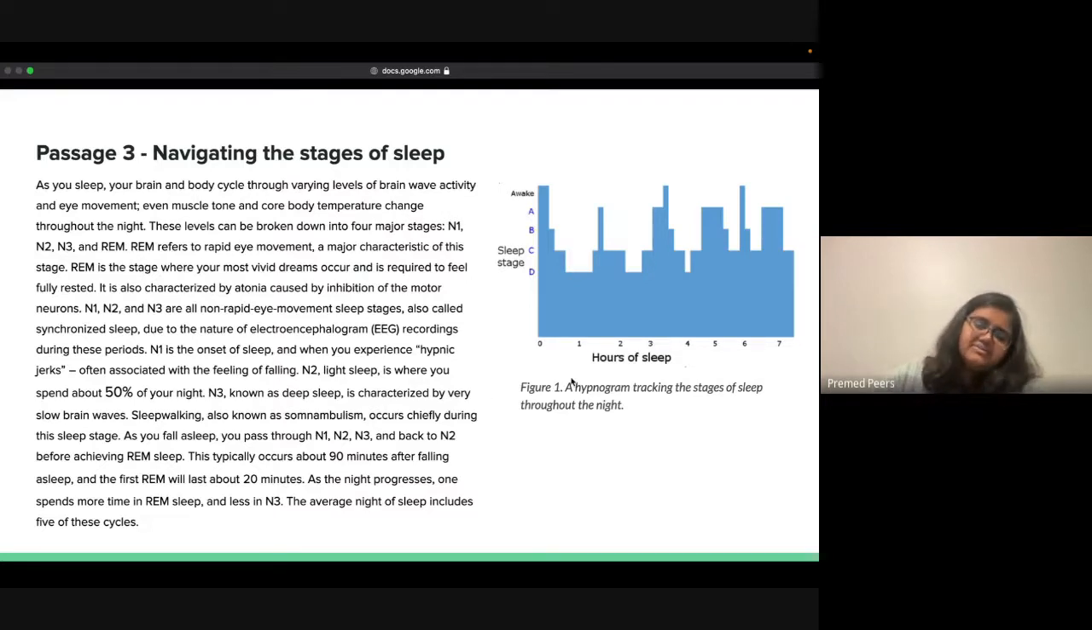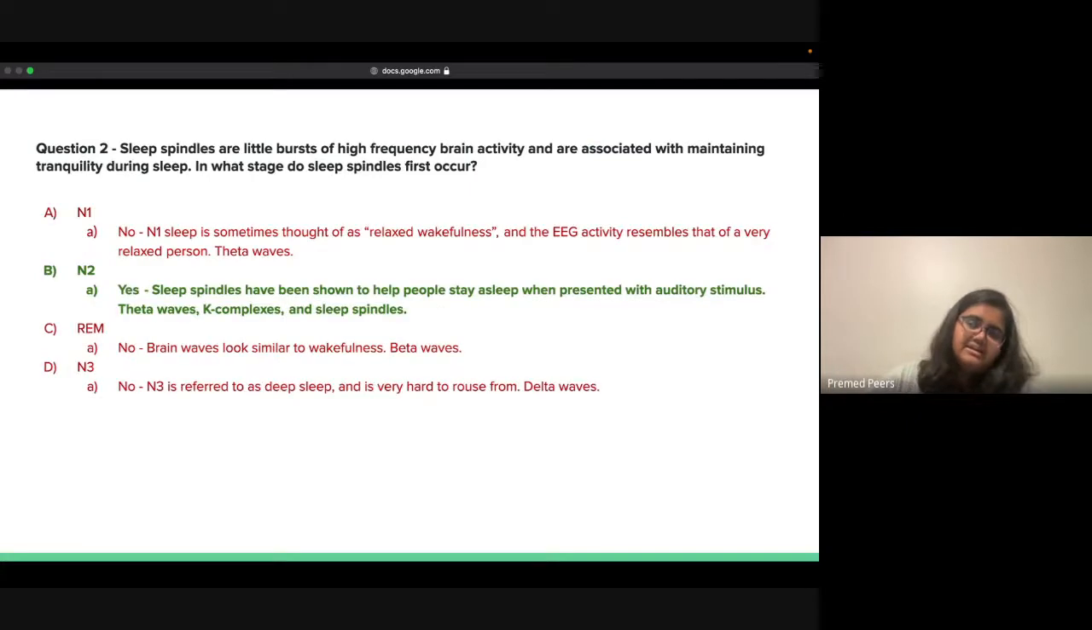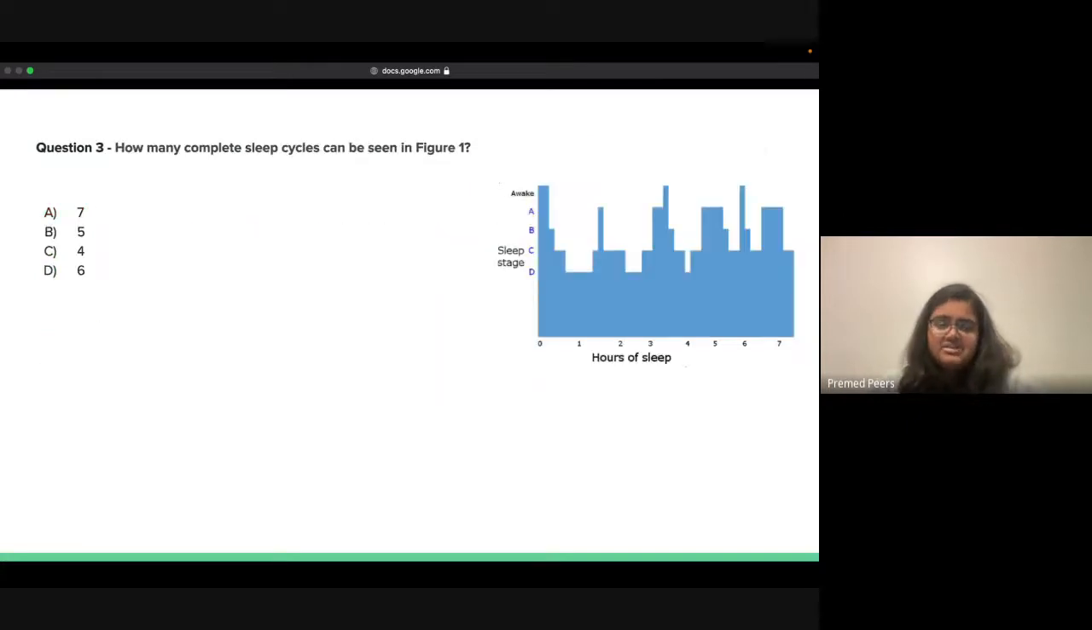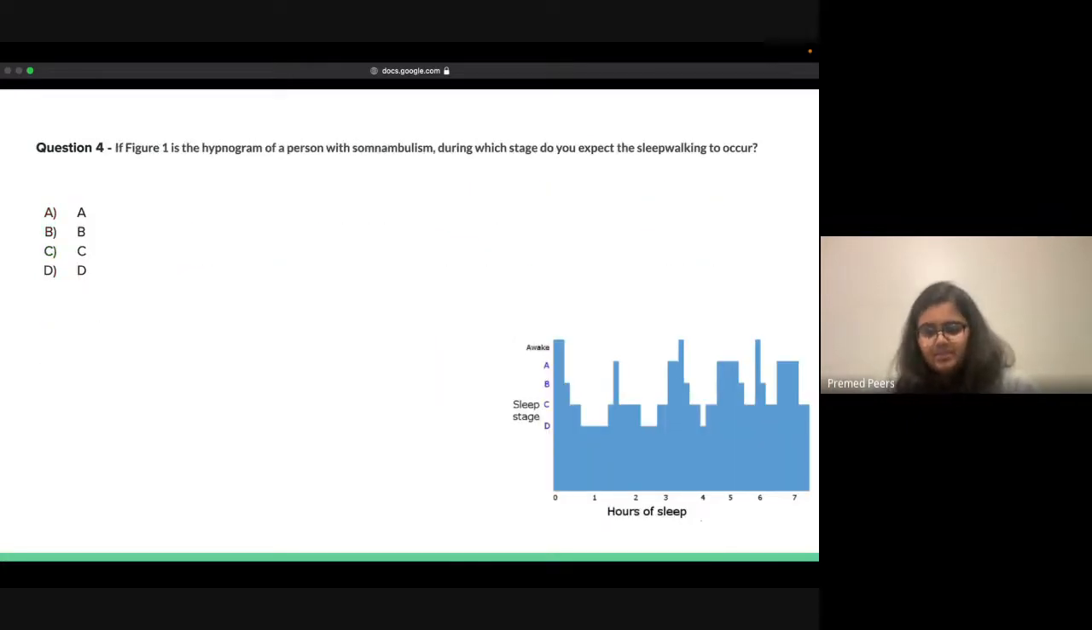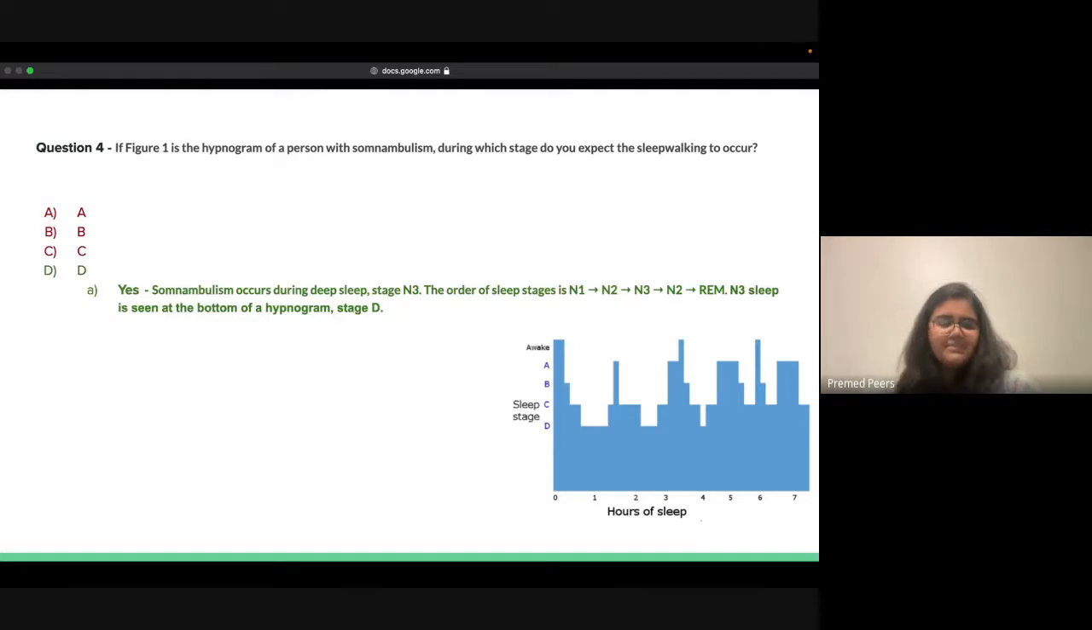So we just have to trace our way through that figure and understand what stage is what part of the figure. We see the order of sleep stages is N1, N2, N3, N2, REM. And so you can see that here. N3 sleep is seen at the bottom of this hypnogram. So it's stage D.